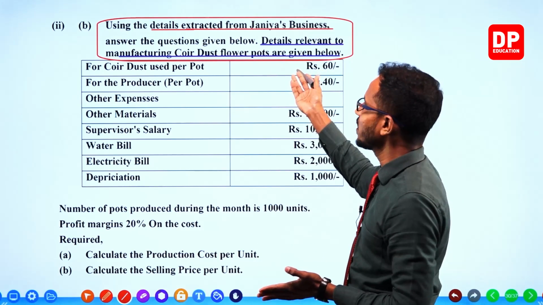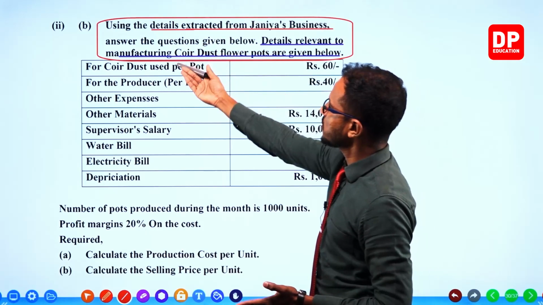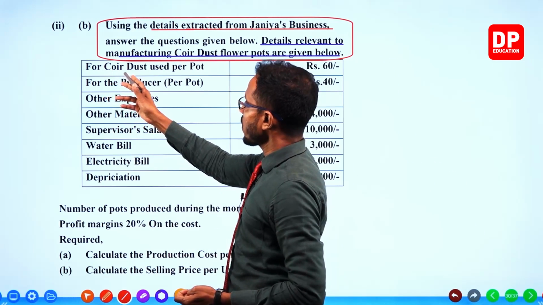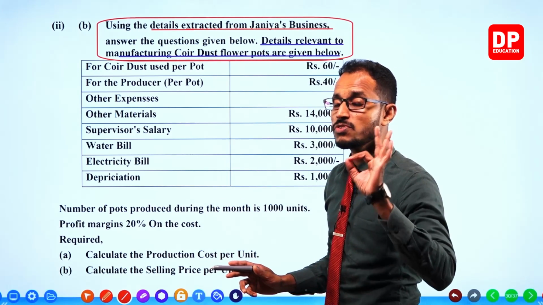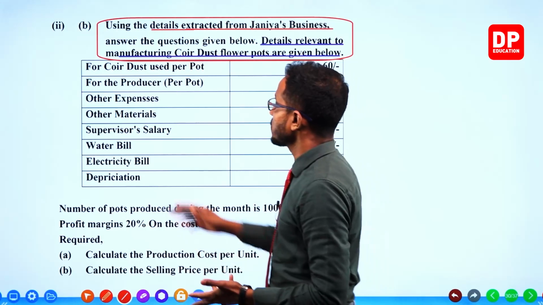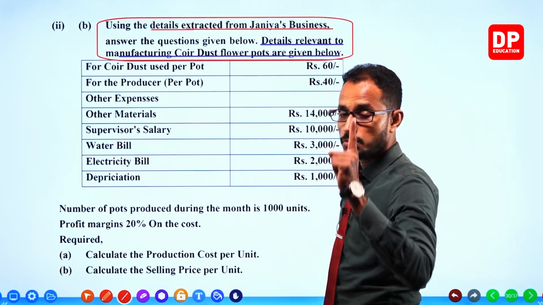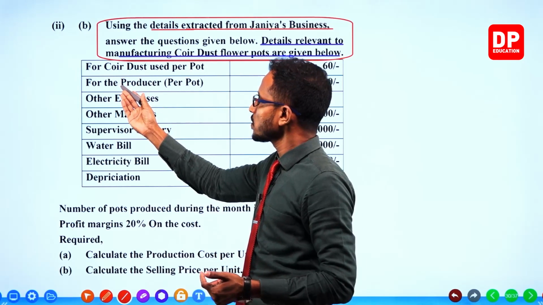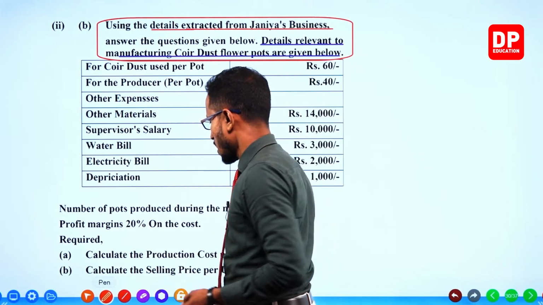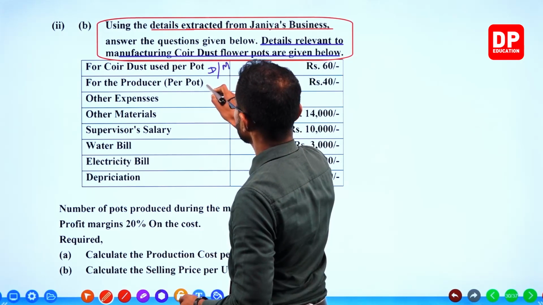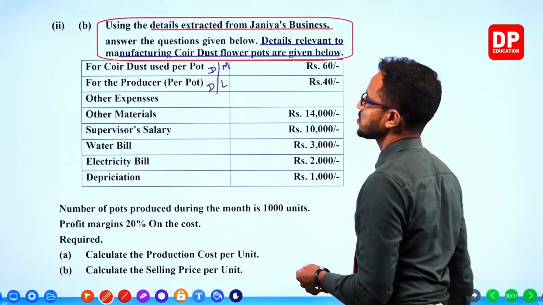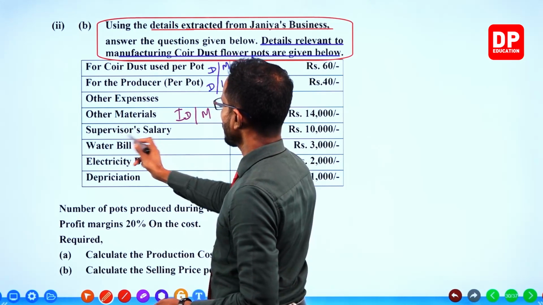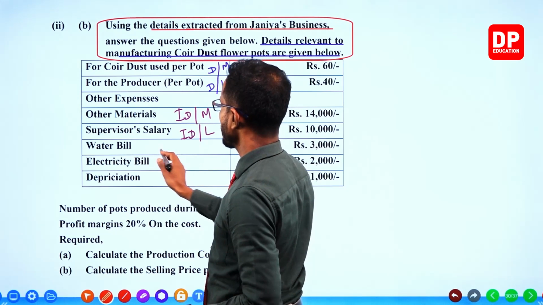So this guy, Jani, is manufacturing flower pots. Coir dust used per pot: 60 rupees worth of coir dust is used for one pot. To produce one pot, the direct laborer should be paid 40. Both of these are direct: direct materials, direct labor. Other expenses: indirect materials. Suppose salary, indirect labor. Water bill, indirect other.